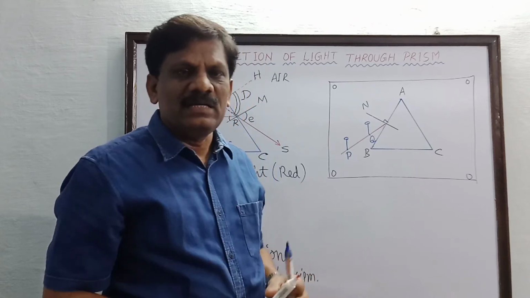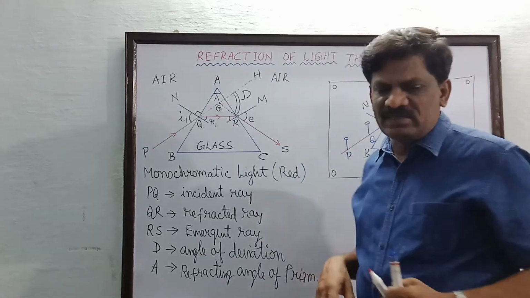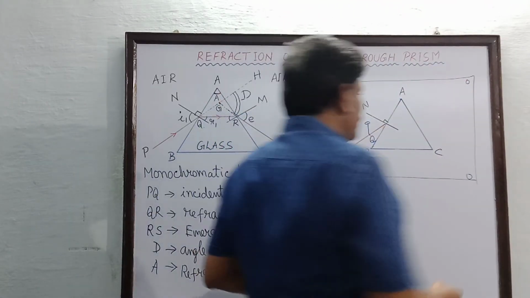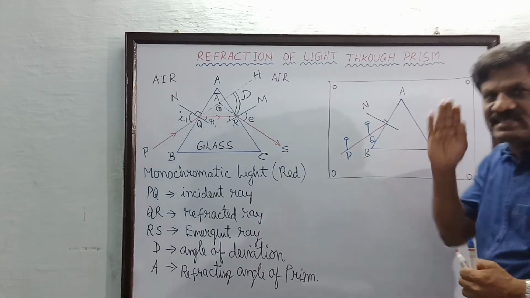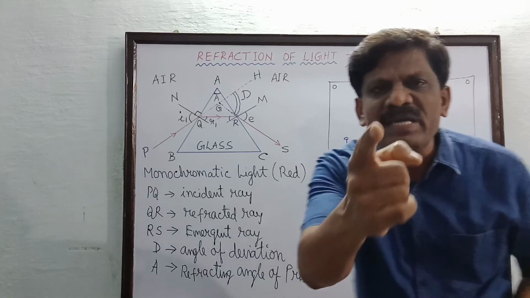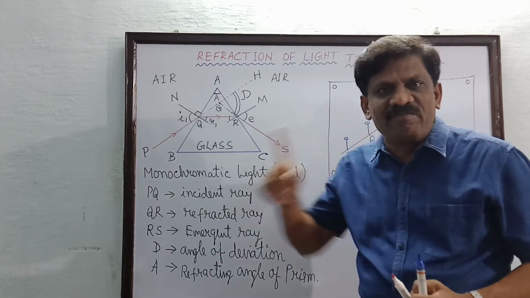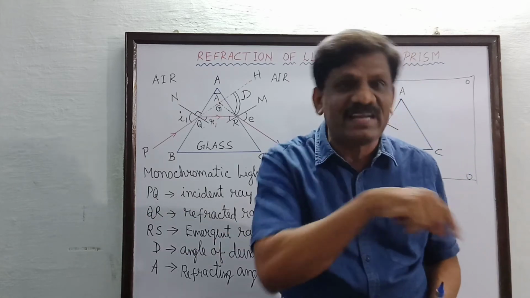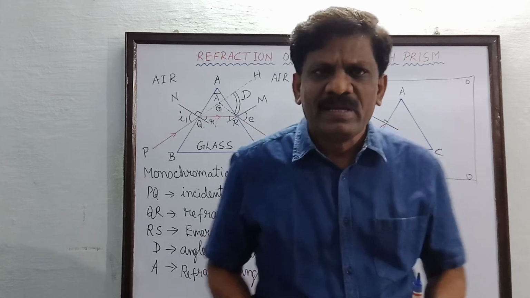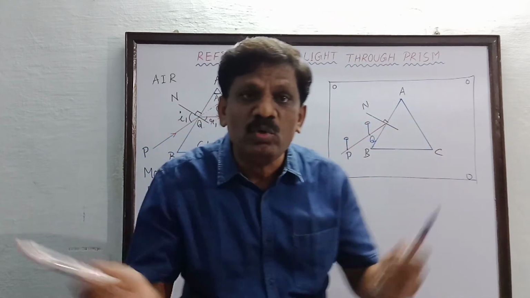Then I will go to the other side of the prism, the other refracting face of the prism, and I will see through this other face. Do I see the image of the 2 pins or not? The image of the 2 pins which we have fixed on the left side will be visible from the right side. So I observe the image of the 2 pins on the other side, and take 2 more pins.